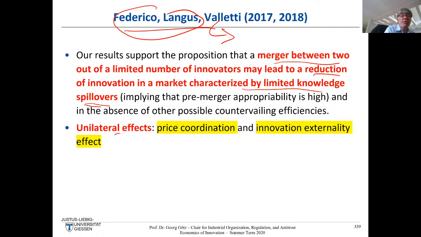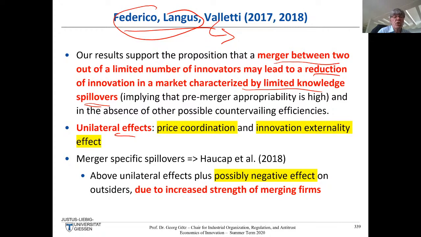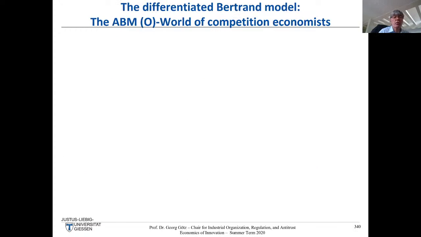And the point is that we have unilateral effects, which we call price coordination, which is the standard merger effect. If two firms merge, they have an incentive to increase their prices. And what they have is an innovation externality, which I am explaining in one of the next slides. Innovation externality just means that if one of the firms innovates, that hurts its other sister company. Okay? Possibly negative effects.